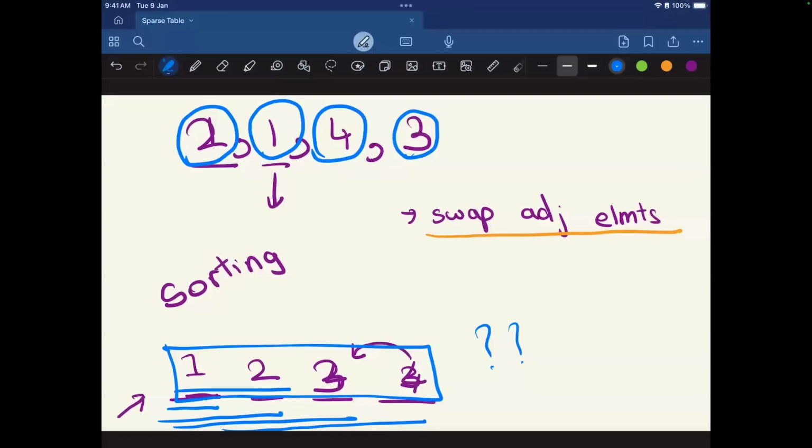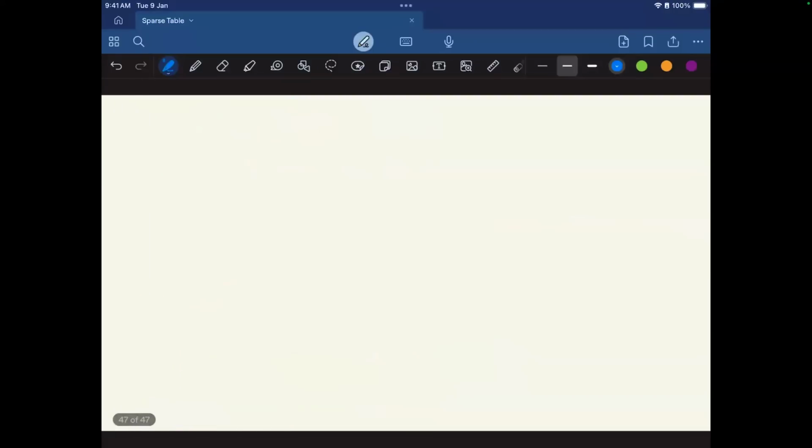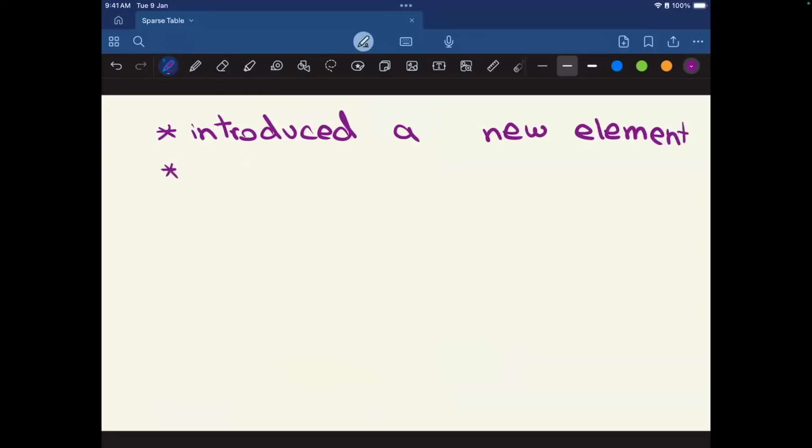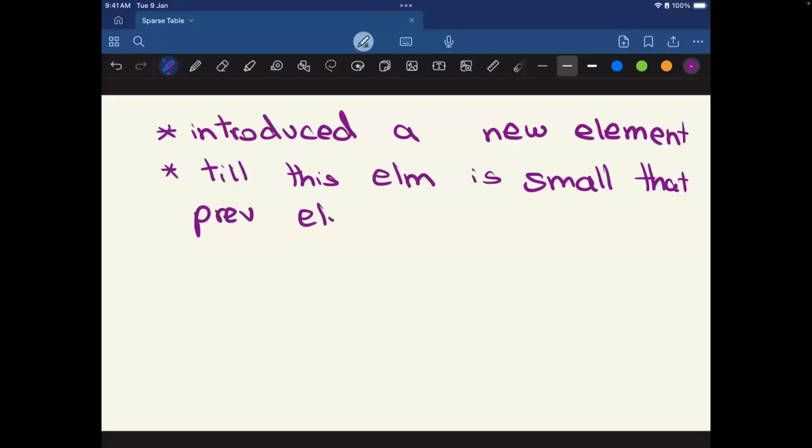Okay. Now, if you look at this algorithm carefully, what did we do, guys? We introduced a new element, and till this element is smaller than the previous element, keep swapping. Isn't this more or less our idea, guys?